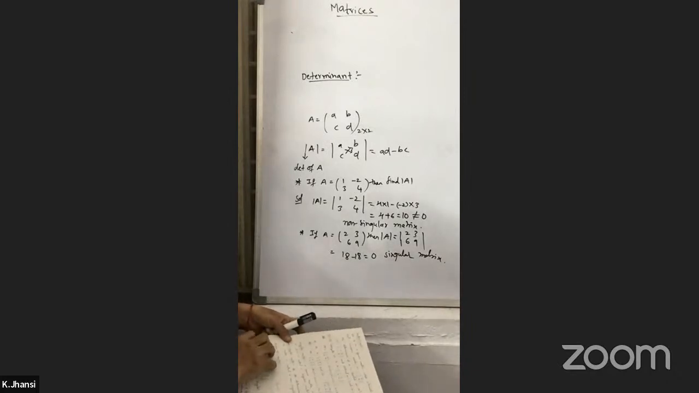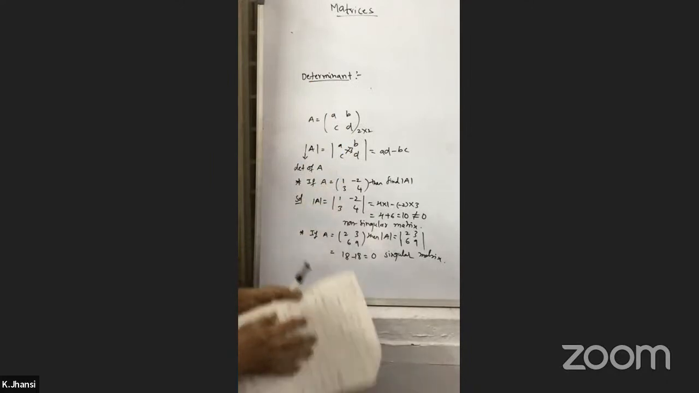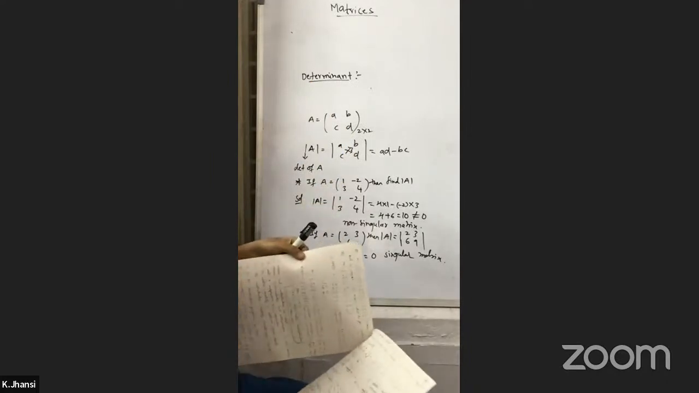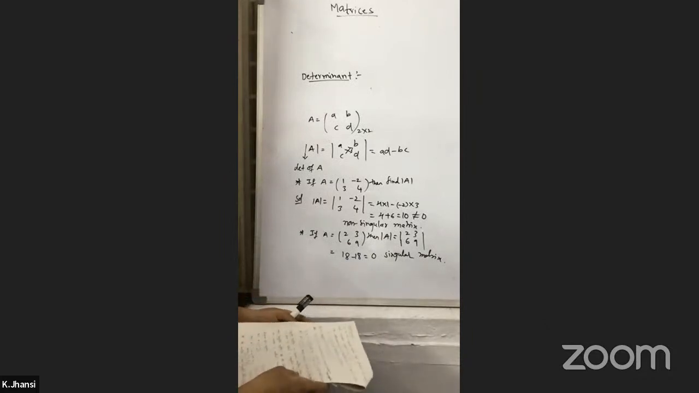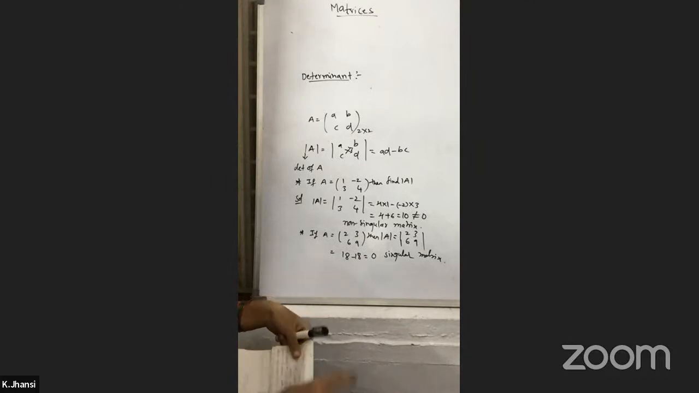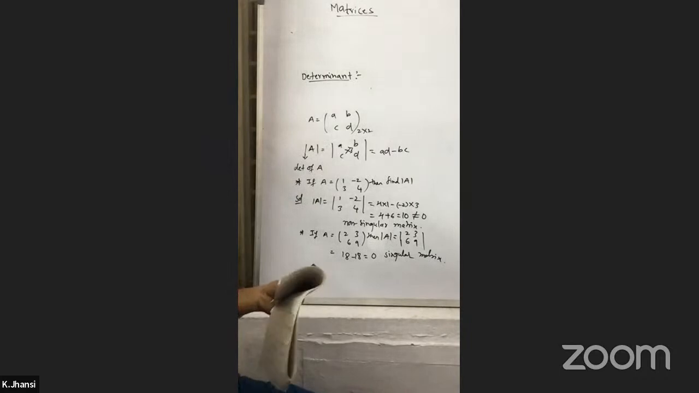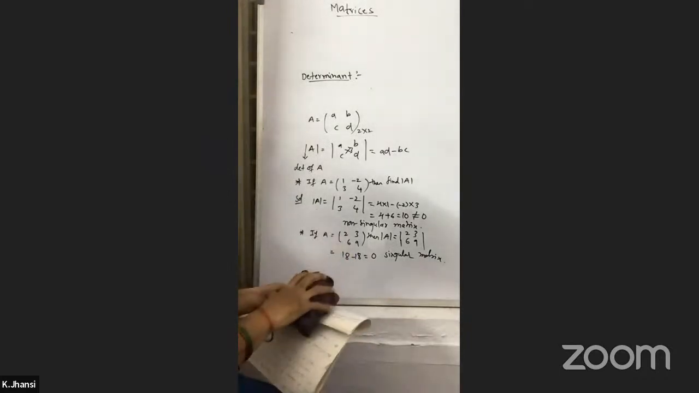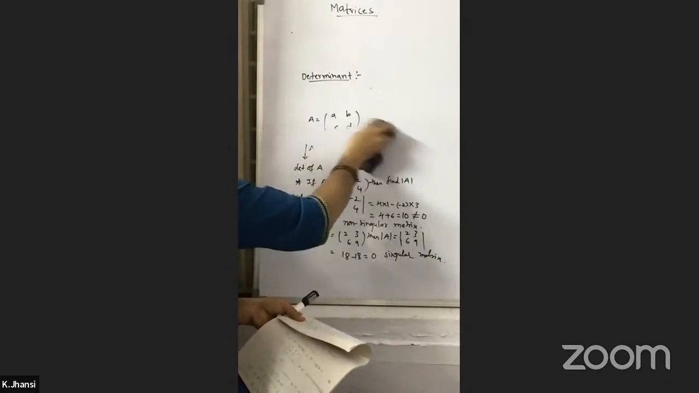So this is the determinant for the 2 by 2 matrix. Now we'll see the determinant of a 3 by 3 matrix. Remember that the determinant is only possible for a square matrix. Square matrix only, we can find the determinant. For 2 by 2, remember this formula: AD minus BC.